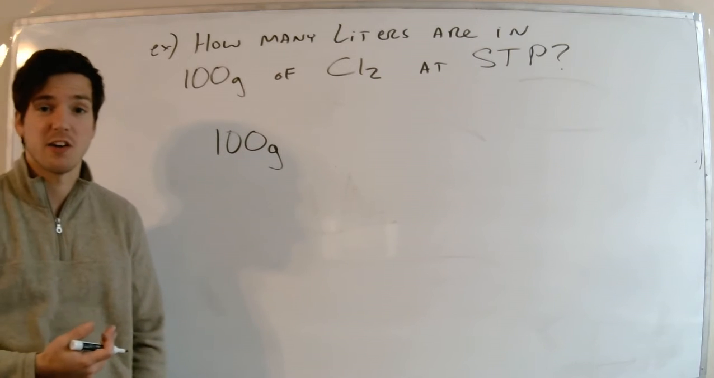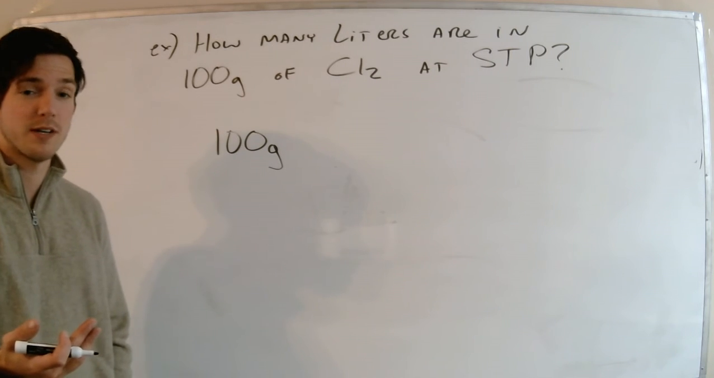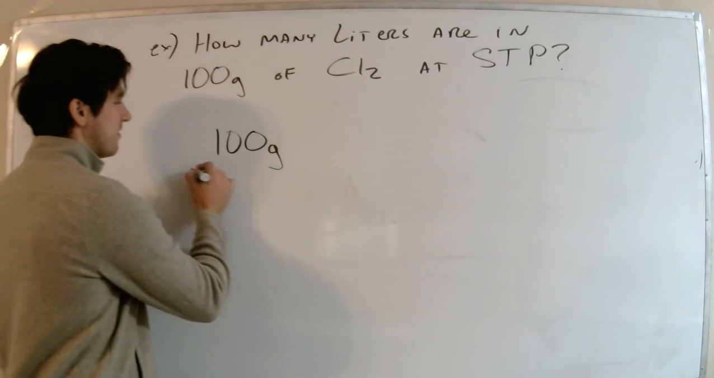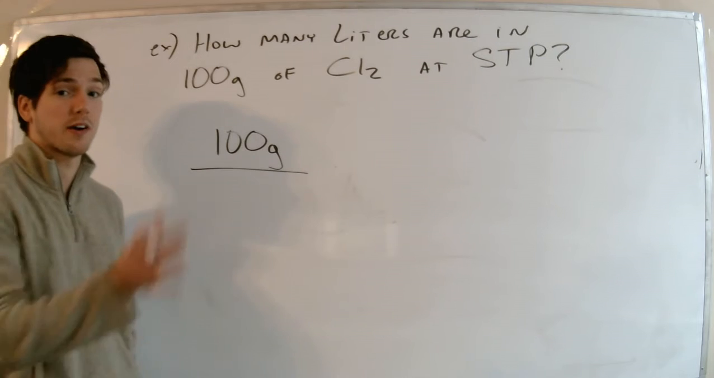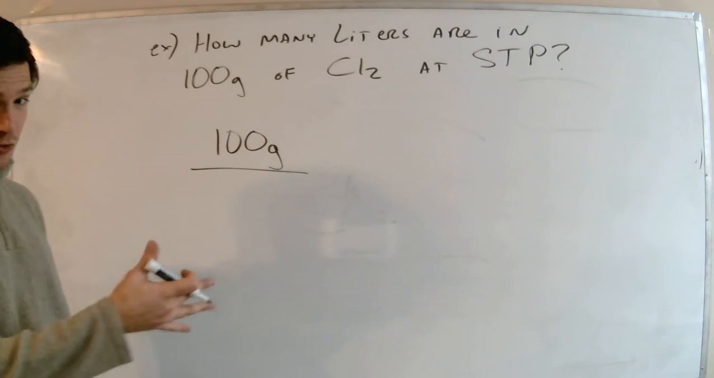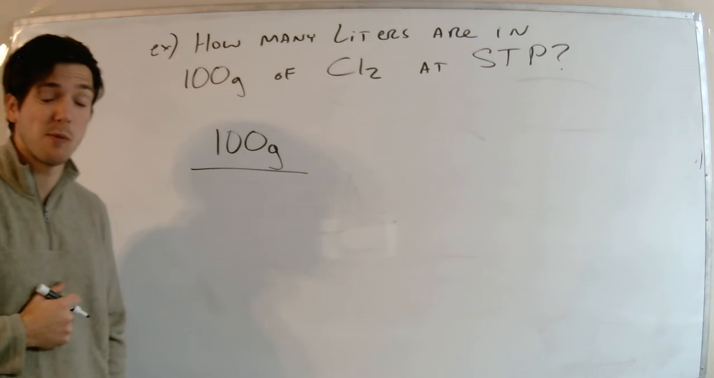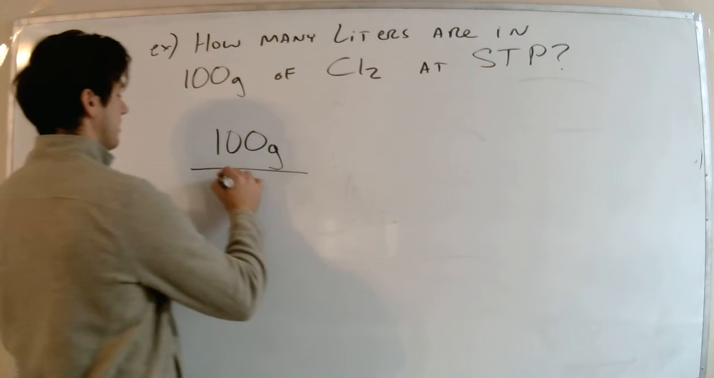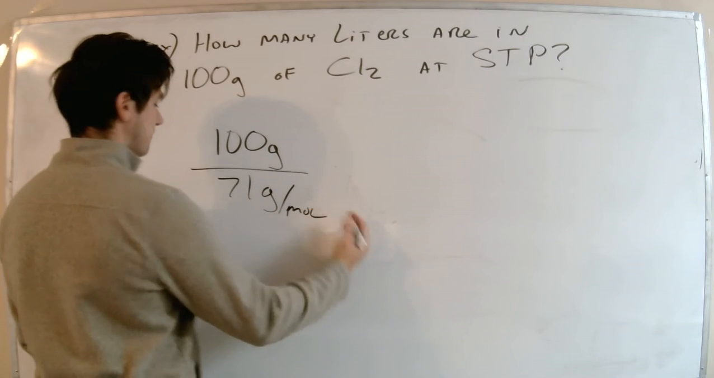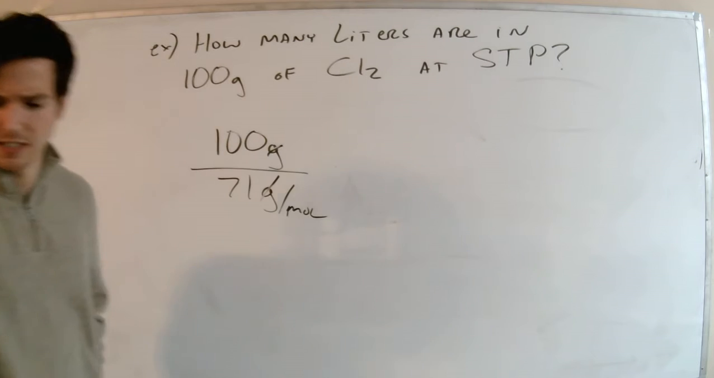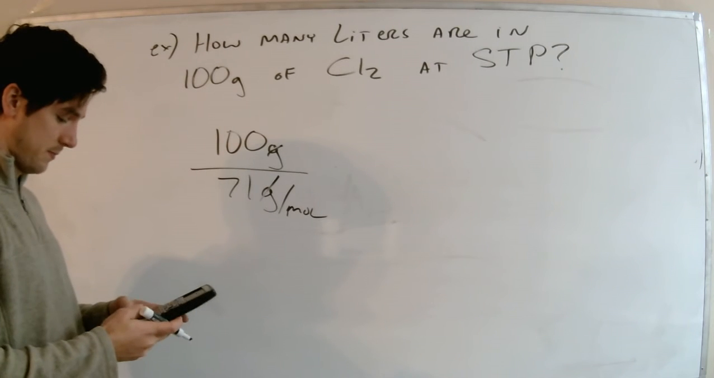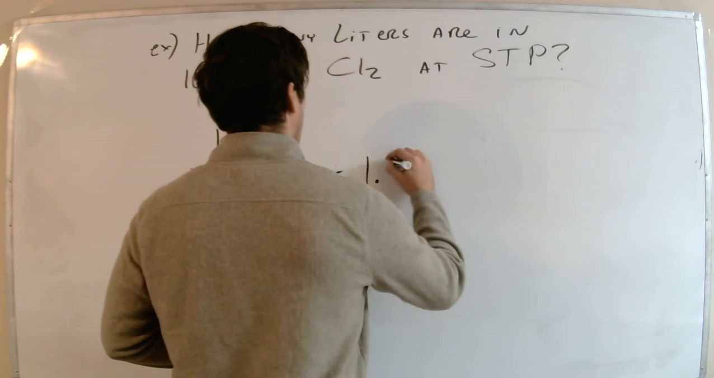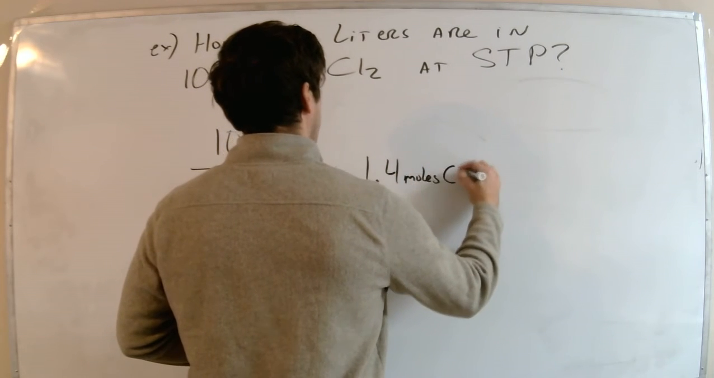Well, remember, I could go from moles to liters using 22.4, so I need to get grams to moles first. And to do that, we divide by the molar mass. Right now we're going back to our chemical conversions that we did last week. So let's go ahead and get this to moles first. I have 100 grams of Cl2, and the molar mass of Cl2 is 71 grams per mole. I know I'm on the right track because grams cancel out and I'm left with moles. 100 divided by 71 is pretty close to 1.4 moles of Cl2.